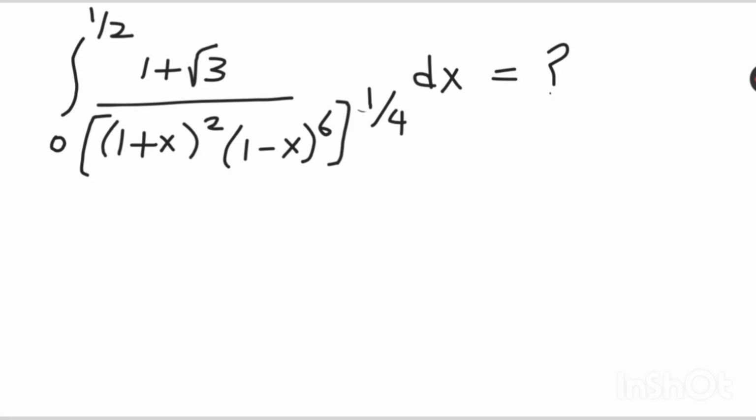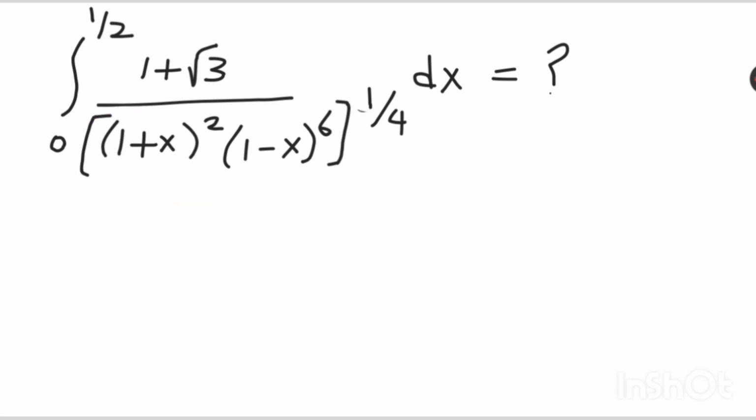Today's question is the integral from 0 to 1 of 2 times (1 plus root 3) over ((1 plus x) whole raised to the power of 2 times (1 minus x) whole raised to the power of 6) whole raised to the power of 1 over 4, dx. We need to find the value of this integration. Observe the numerator, 1 plus root 3. It looks like a constant, right? So let's observe only the denominator part.